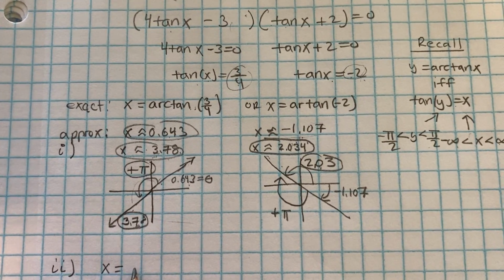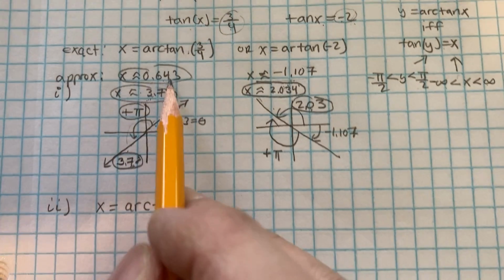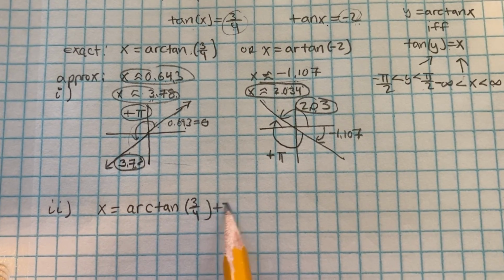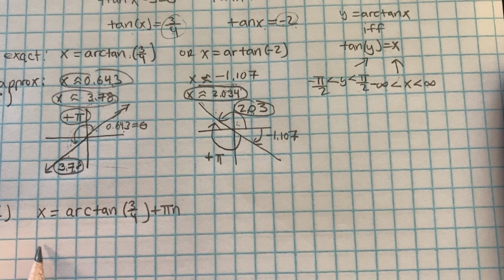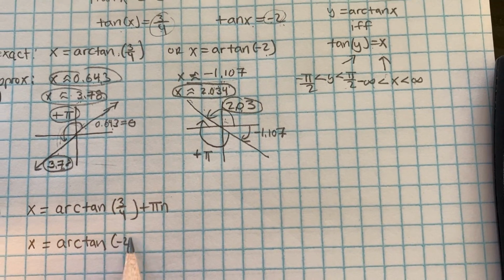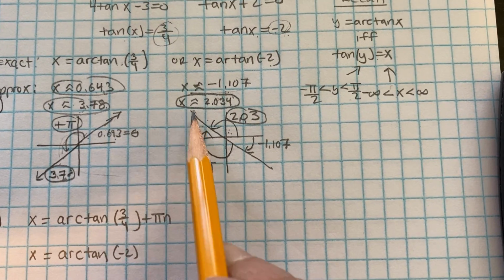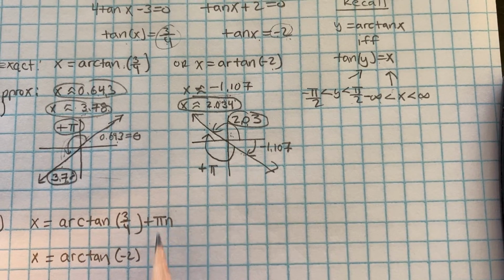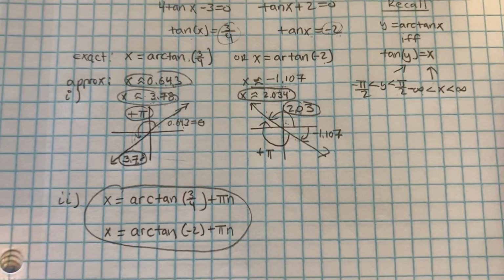For part 2, you could just write the exact solution. You could say x is equal to arctan of 3 over 4, which will give me this answer. But to get any answer after that, I have to add pi n, because they are separated by a full pi. For this one right here, you could write x is equal to arctan of negative 2, and arctan of negative 2 is negative 1.107. But to get an infinite number of solutions, to keep going back and rotating to get a multiple of this answer, I add a full pi n. And that will give you the general solution to this problem.